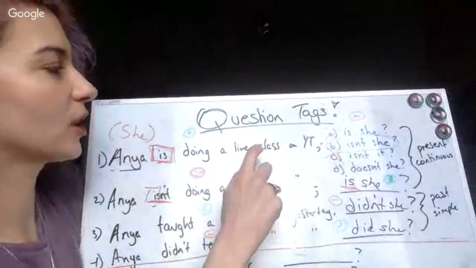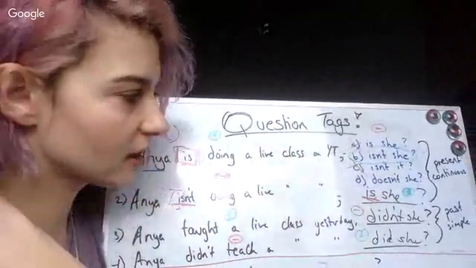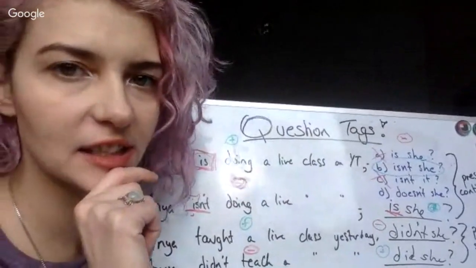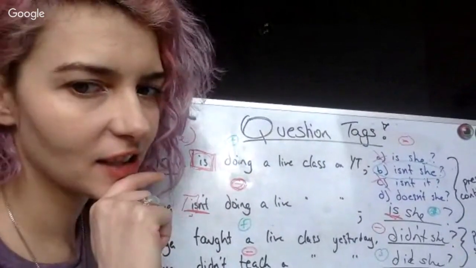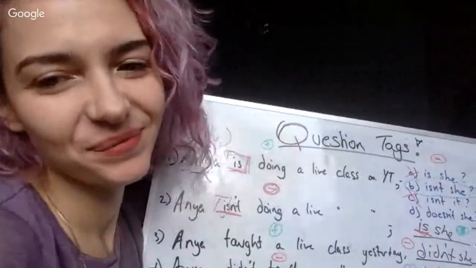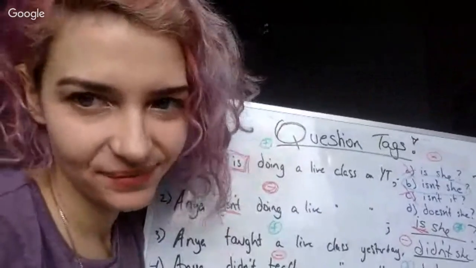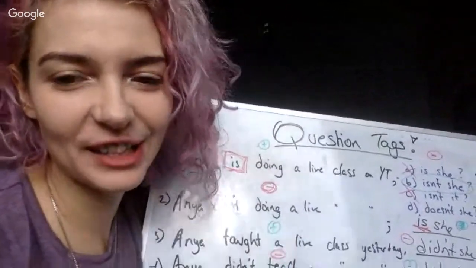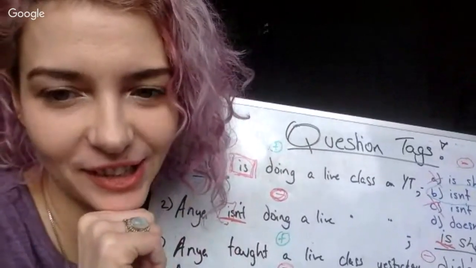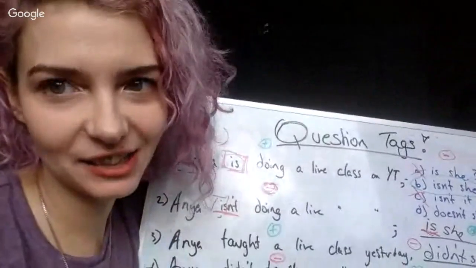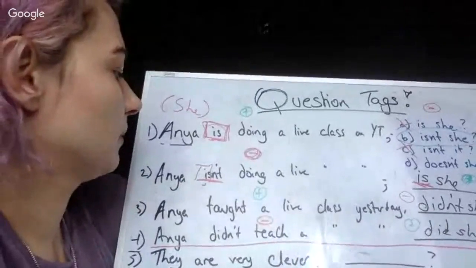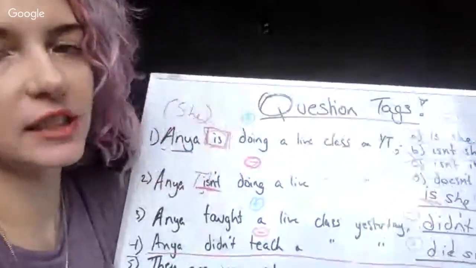So now we're looking for the correct way to answer the question tag. Anya is doing a live class on YouTube, isn't she? The answer is yes. Just waiting for anyone, if anyone can tell me in the comments. Eddie and Kian have got the correct answer. Yes, she is, because it's true. So the answer is yes, she is.